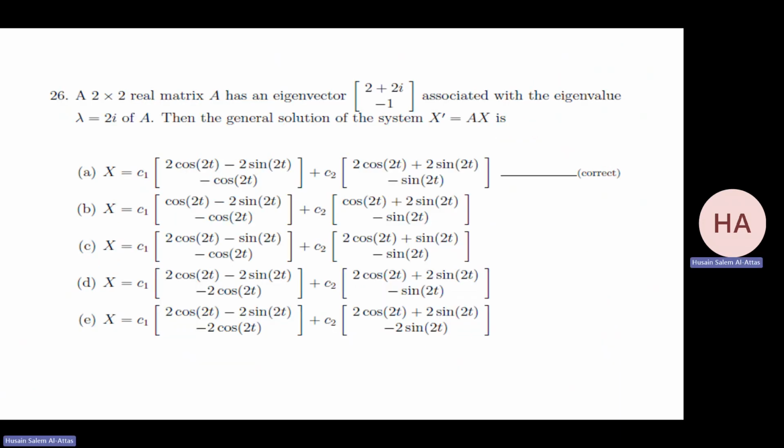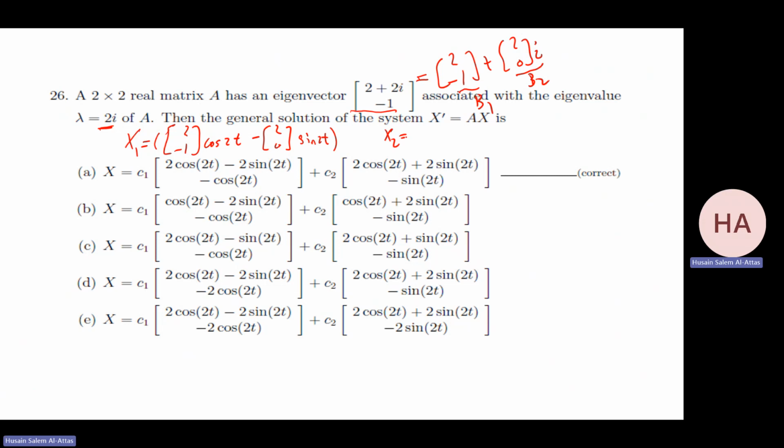A 2 by 2 real matrix has an eigenvector. He gave me the eigenvector, and the eigenvalue is 2i, the positive one. This is what I'm looking for. So this is 2, minus 1 plus 2, 0 times i, B1, B2. Now if you want the general solution, what will be x1? Let me write it here. That will be 2, minus 1 cosine 2t minus 2, 0 sine 2t.